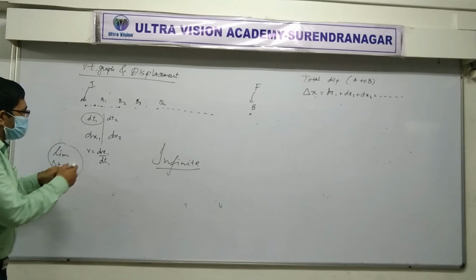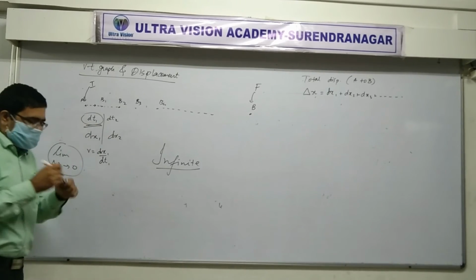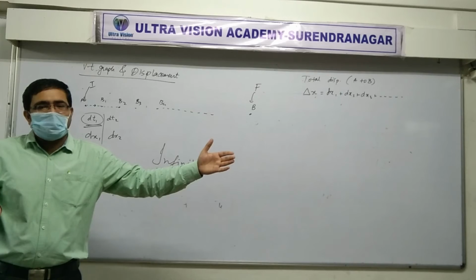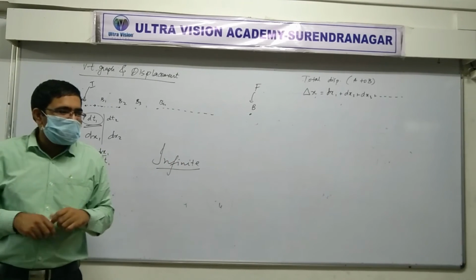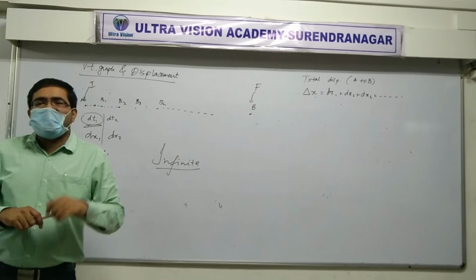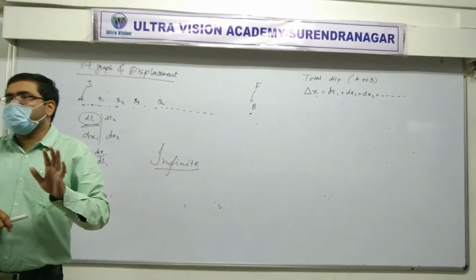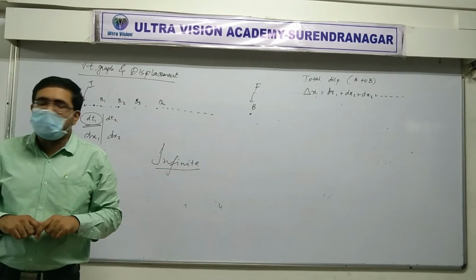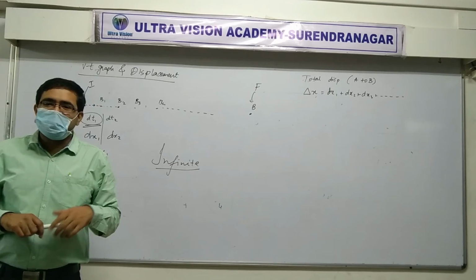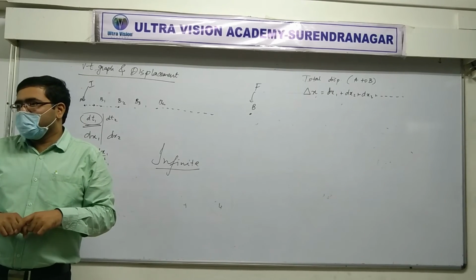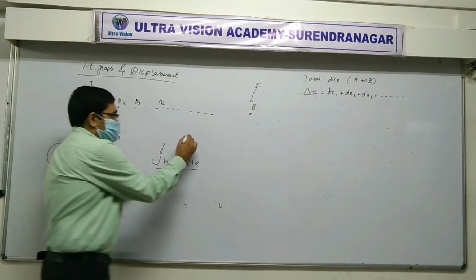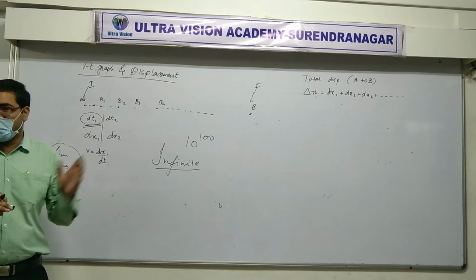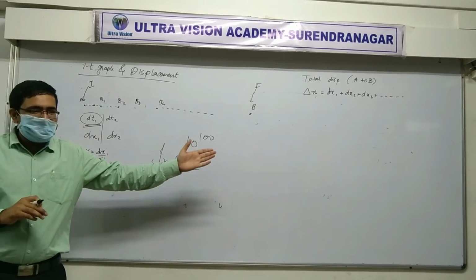So if you are taking a very small interval, then how many intervals will you have? 1, 2, 3, how many? Makes sense? Infinite. As large as you can think of. Is 1 million infinite? No, it's much smaller. Is 1 billion infinite? No. Is this infinite? No. 10 raised to 100, you know how big that is, right?